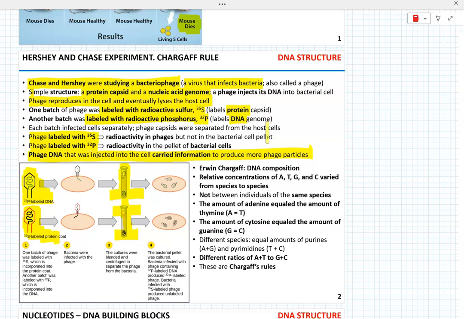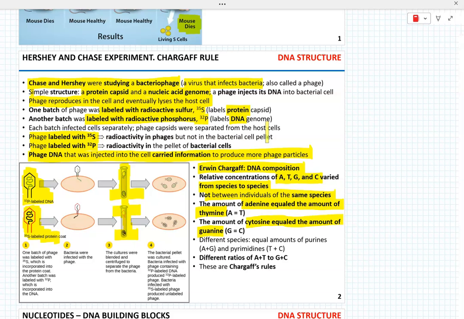Erwin Chargaff later started to investigate the composition of DNA by measuring the relative concentrations of the four different bases found in the DNA molecule: A, T, G, and C. He discovered that the relative concentrations of these bases in the double-stranded DNA that comprises the cellular genome vary from one species to another. However, they don't vary between individuals of the same species. He also discovered that the amount of adenine (A) equaled the amount of thymine (T), and the amount of cytosine (C) equaled the amount of guanine (G).